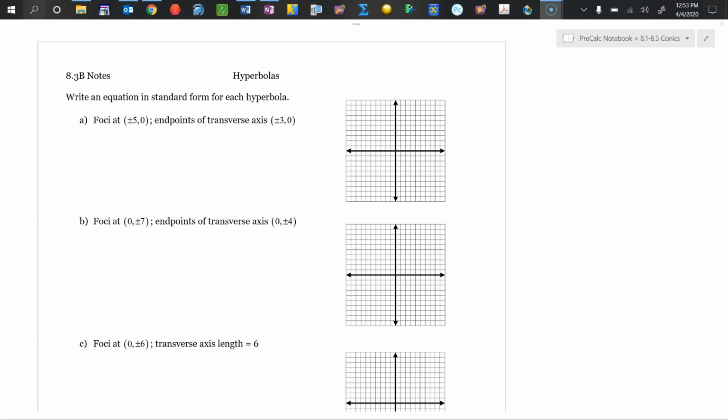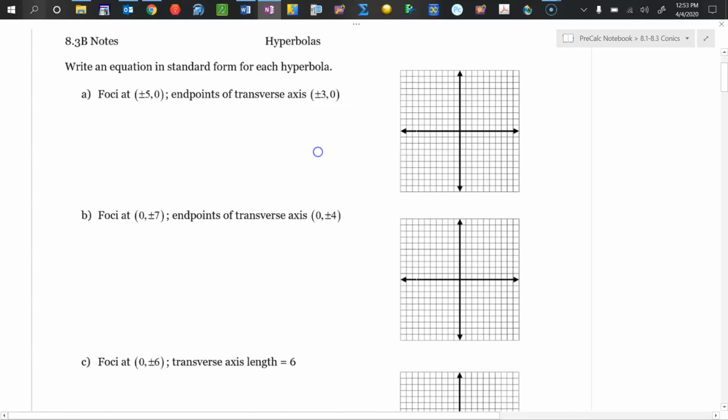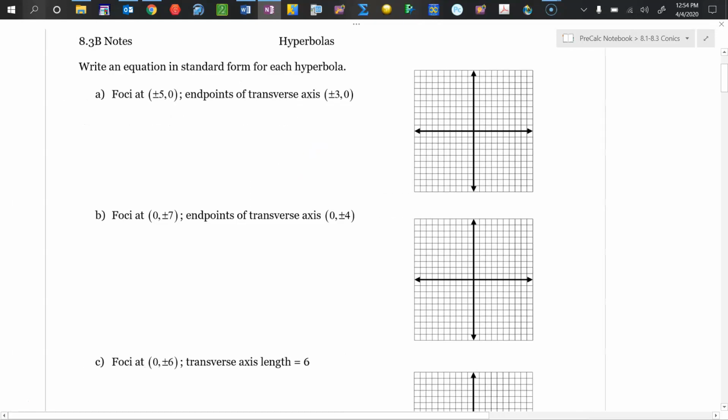So now that we know the standard form for the equation of a hyperbola and how to get information from that standard form and then graph it, we're going to work backward. I'm going to give you certain information. You're going to figure out what the values of A, B, C, and the center are, and then write the equation. As you can see, there are graphs over here on the right hand side. Those aren't required, but they're often helpful to help you graph these. So let's get started. It says write the equation in standard form for each hyperbola.